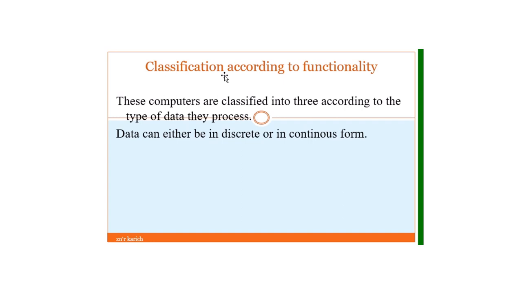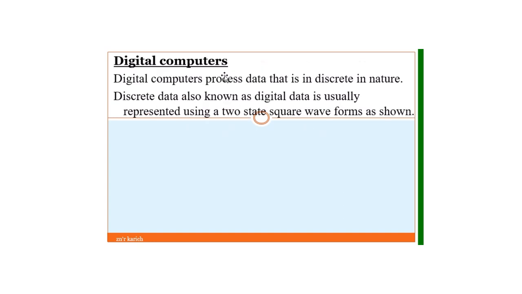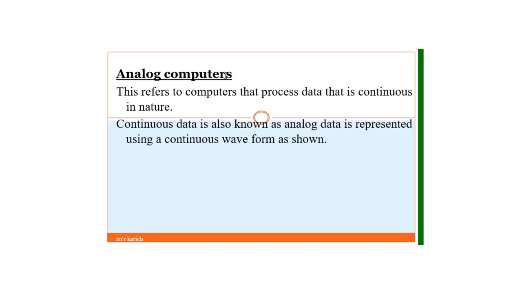Then you have classification according to functionality, and these computers are classified into three according to the type of data they process. That is, they can either be discrete or continuous or both. In this case, we have the digital computers which process data that is discrete in nature, in the form of a square wave. Then we have analog computers which process data of a continuous nature, which is not discrete, also known as continuous data, and they are in continuous waveform.